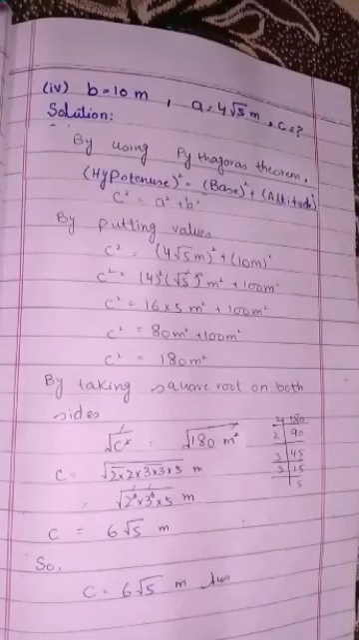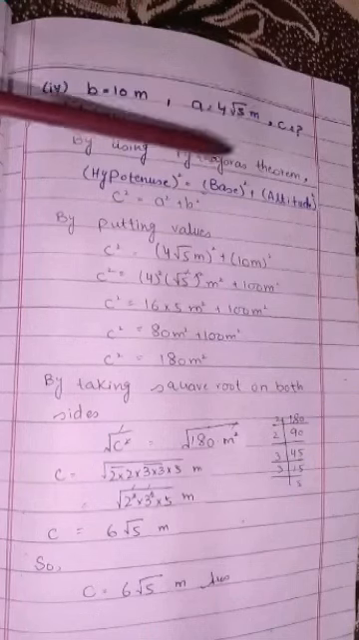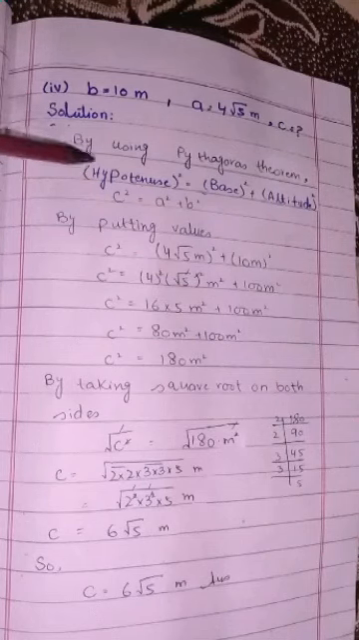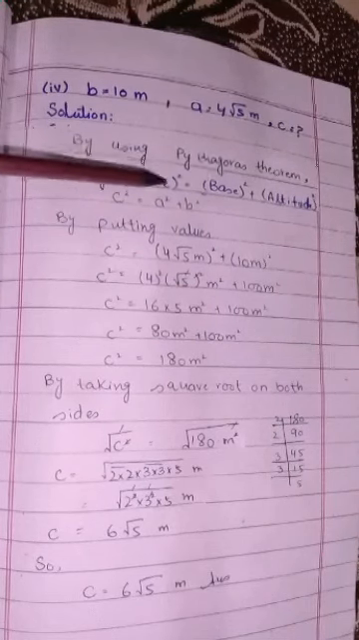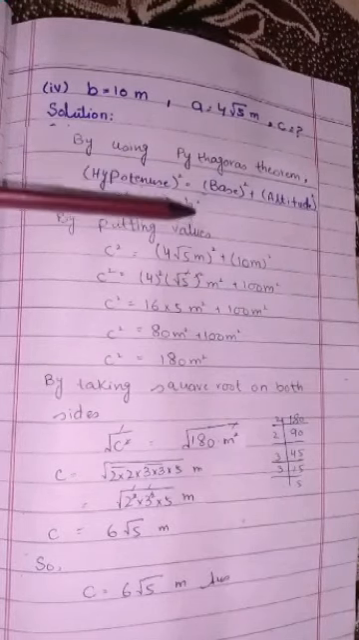Now students, moving towards our part 4, b is equal to 10 meter, a is equal to 4 square root 5 meter, and c is unknown to us. We have to find out the value of c by using our Pythagoras theorem. Let's begin our solution. Hypotenuse square is equal to base square plus altitude square. c² is equal to a² plus b².